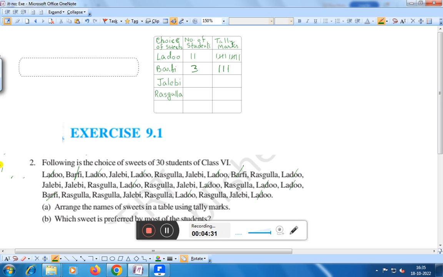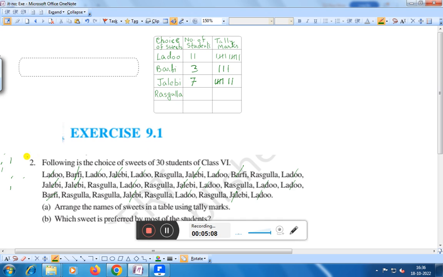Jalebi, you have to count. 1, 2, 3, 4, 5, 6, 7. The number of students is 7, therefore the tally marks are 1 2 3 4 5 6 7.